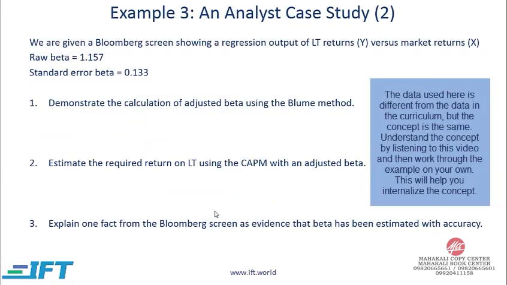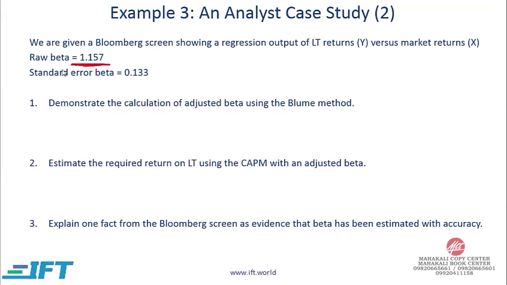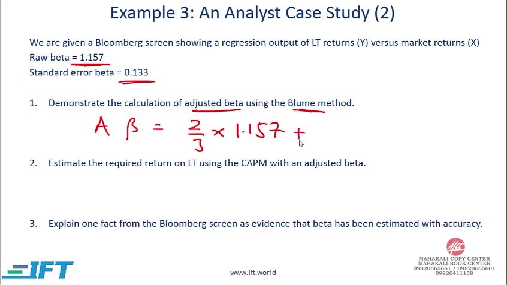So let's look at an example. Example 3 in the curriculum gives you a raw beta of 1.175, and then in the regression there is a standard error, so that's also given. This is relatively low, which makes you feel comfortable with the regression. What is the adjusted beta using the Bloom method? The Bloom method is the 2/3, 1/3 technique that I just told you. So what do you do here? The adjusted beta is equal to 2/3 into the raw beta plus 1/3 into 1, and this should give you approximately 1.1.